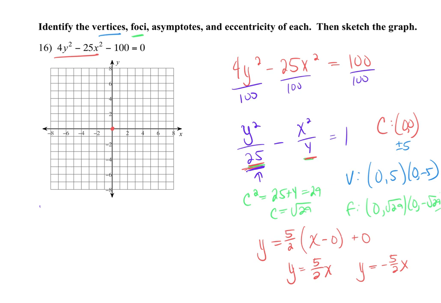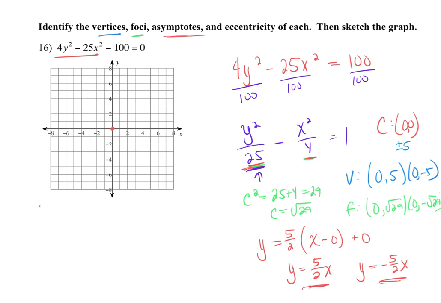If you had an HK, you would need to distribute and simplify into y equals mx plus b form, okay? But my center is 0, 0, so we're good. If I graph this guy, I usually start by graphing these, just because it gives me an idea of how steep this thing is or stretched out.